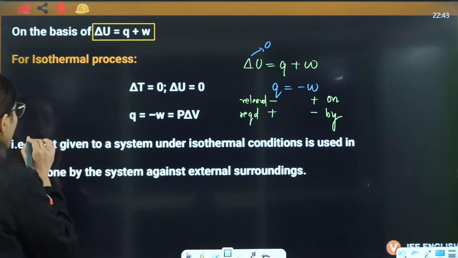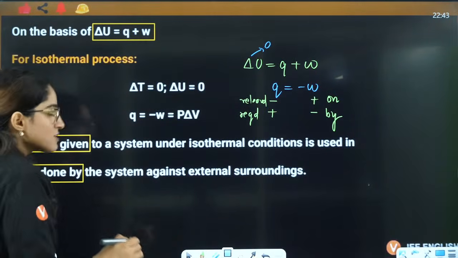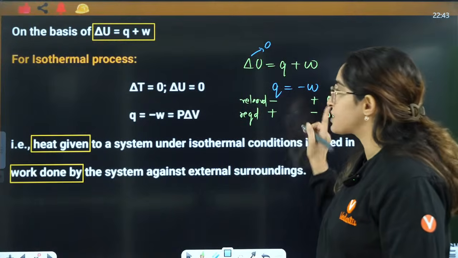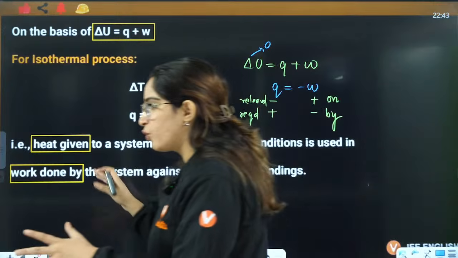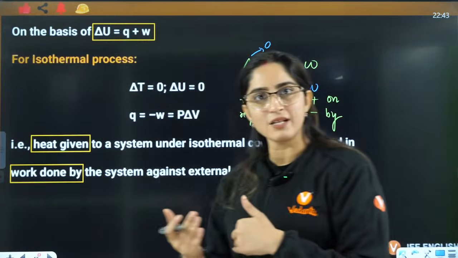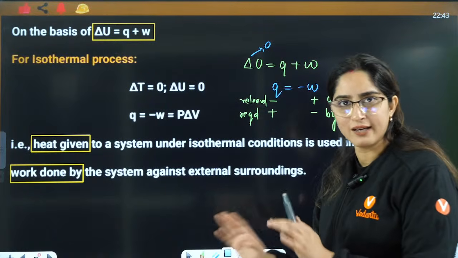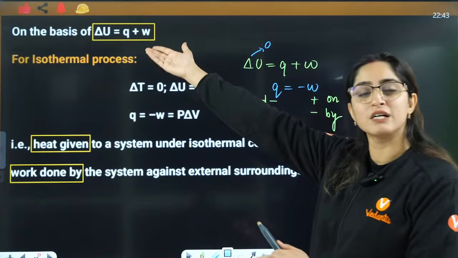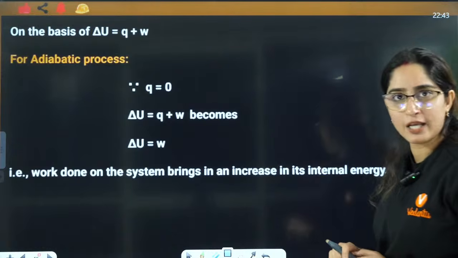So you can see why we have not written work done on the system, because if this is positive, this is going to be negative. So these are the statements that you will get to know. You don't have to learn these statements, you just have to see these. There is no cramming part here. You just have to apply the process in the first law of thermodynamics. That's it. I'll do it again for the adiabatic process.